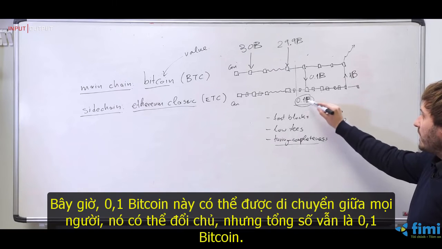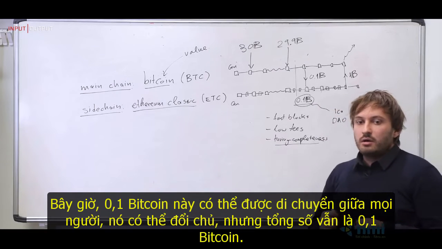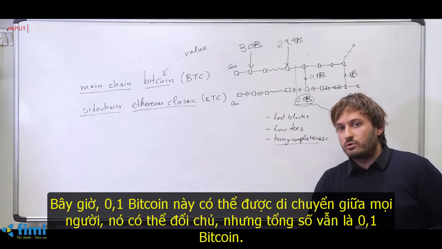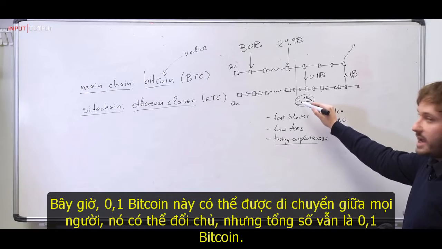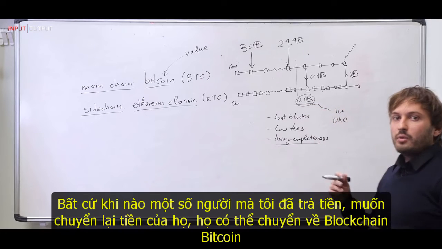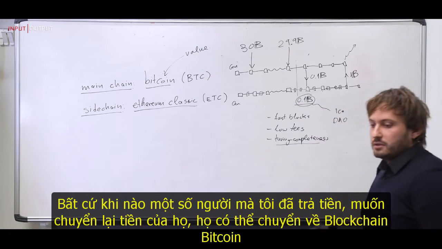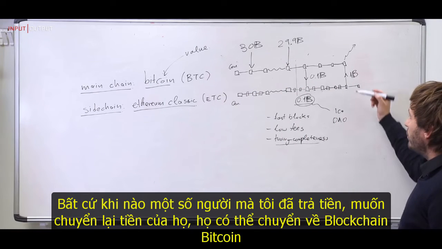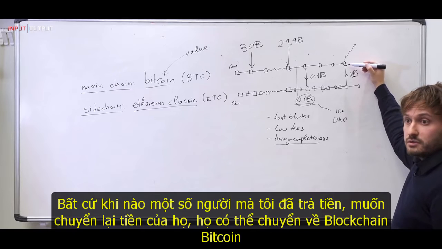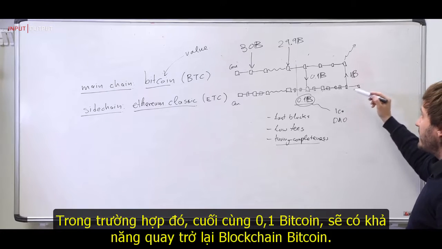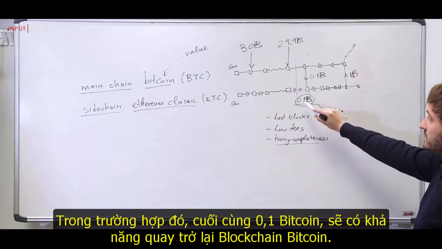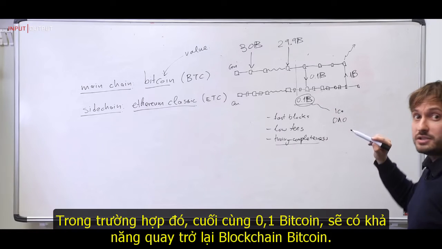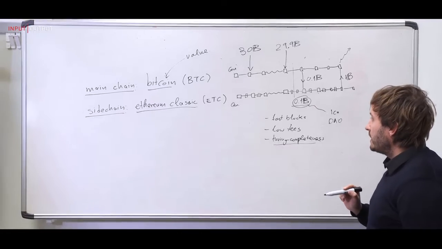Now this 0.1 Bitcoin can be moved around between people. It can change hands, it can change owners, but the total will remain 0.1 Bitcoin. Whenever some of the people that I've paid want to move back some of their coins, they can do so by the reverse transaction. So in that case, eventually maybe 0.1 Bitcoin will potentially go back to the Bitcoin blockchain.